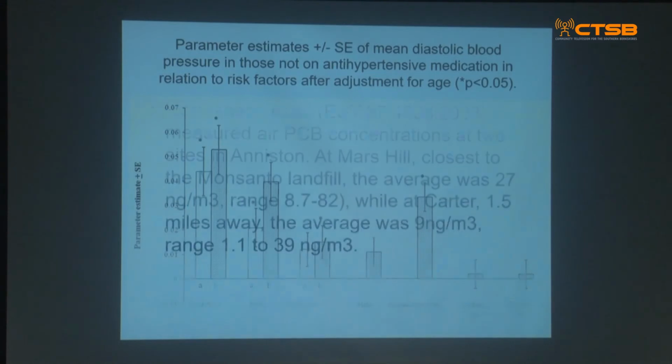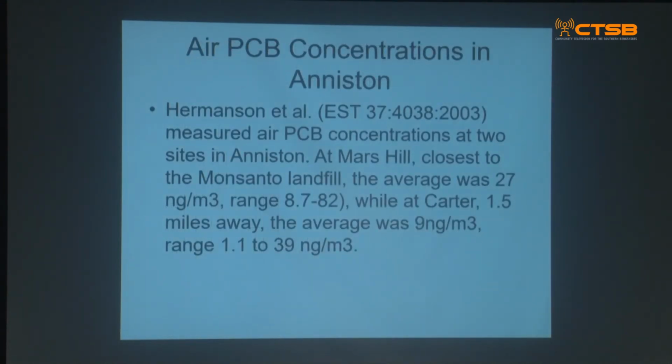Now, this is a striking result indicating how important exposure to PCBs is in relation to development of hypertension. Now, what are the air concentrations in Anniston? Again, for comparison to what we're going to show later in Pittsfield. So right by the plant and the largest landfill, 27 nanograms per cubic meter. Now, this is high relative to that background of maybe 0.1. And 1.5 miles away, it was down to an average of 9 nanograms per cubic meter.